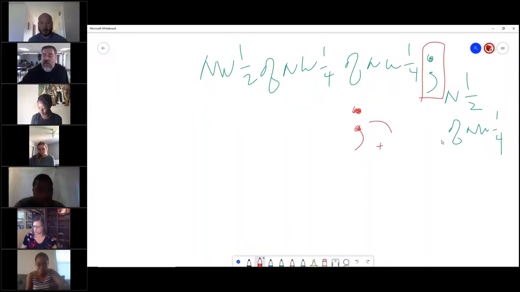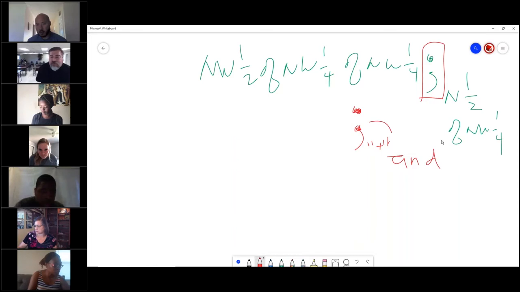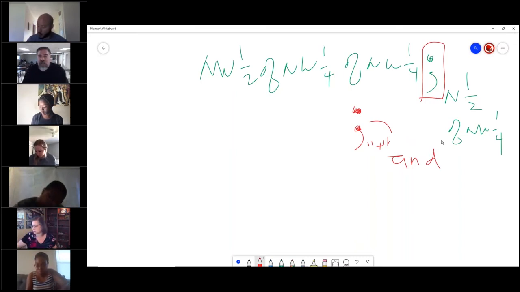Means the same as plus. Means the same as the word and. So the reality is this is two, I don't want to use the word section. I don't want to confuse you. This is two parcels of land.